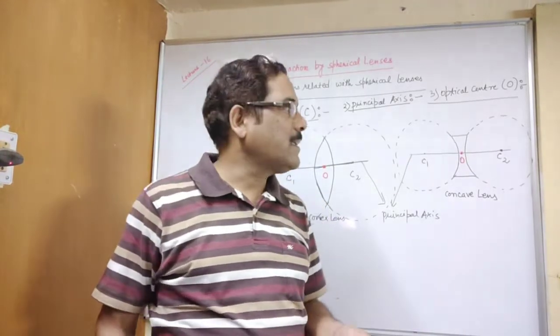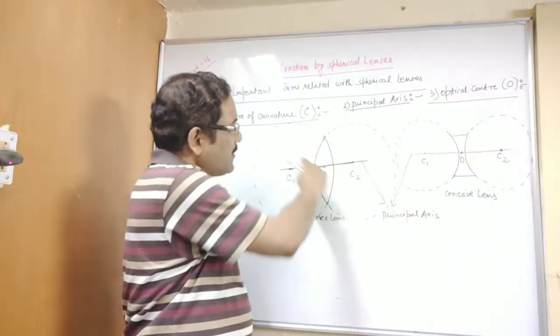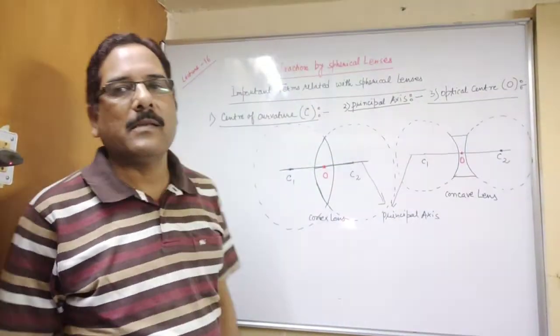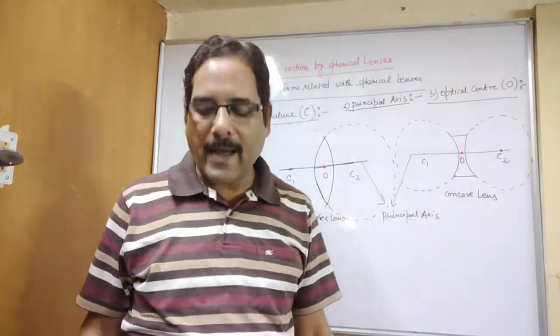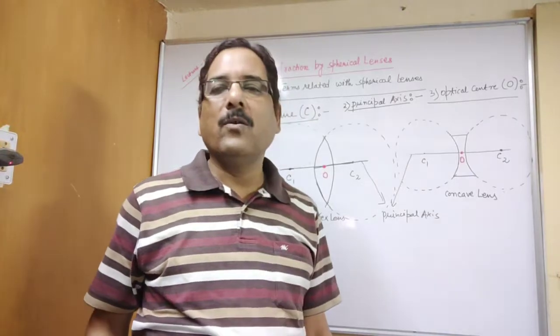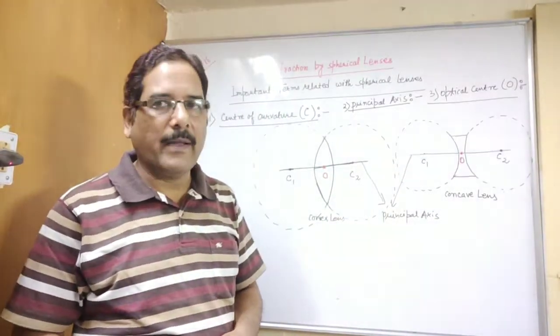So these points at the center of a lens are known as optical center, and there is an important characteristic of this point: if a ray of light passes through the optical center of a lens, then it passes straightway, no refraction takes place. The ray will suffer no deviation if it passes through the optical center of a lens.